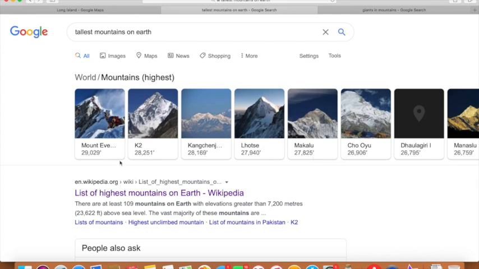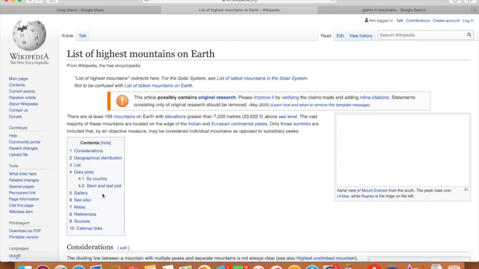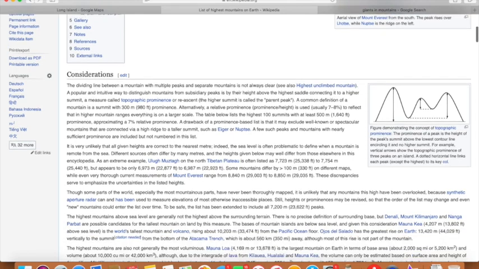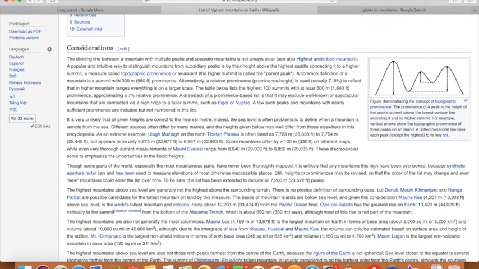Okay, but is that precise? Is Mount Everest really the tallest mountain on Earth? Let's look a little deeper. Maybe Wikipedia can give us an answer. Can we rely on Wikipedia? Tallest mountains: Mount Everest. They show Mount Everest again. Okay, considerations down here. What do they mean by considerations? The dividing line between a mountain with multiple peaks and a separate mountain is not always clear. There's some detail I want to show you somewhere.